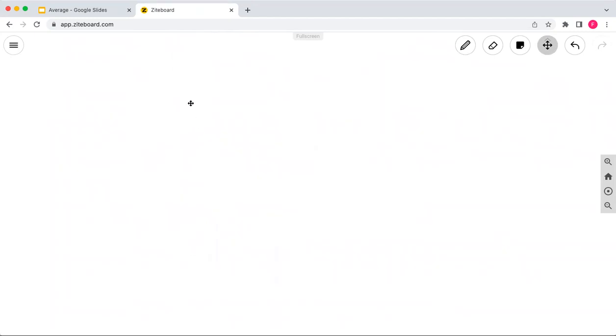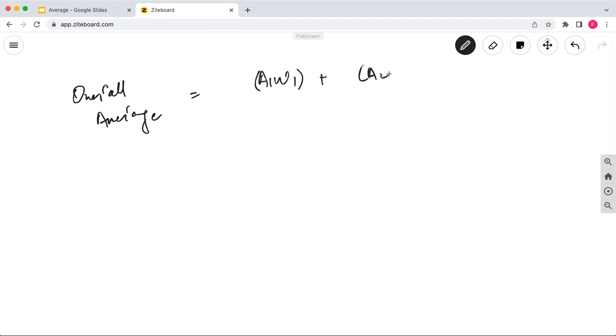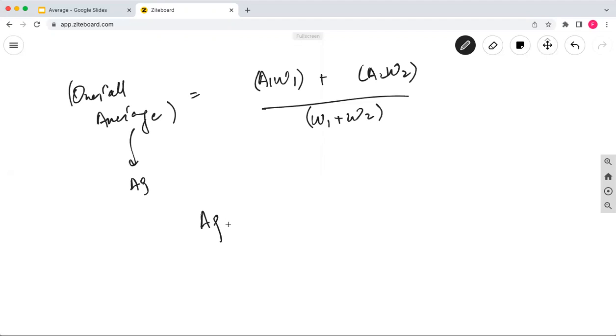Okay, we will try to play with the formula first. This is the formula: the overall average is equal to (A1 W1 plus A2 W2) divided by (W1 plus W2). And for the time being, if I call the overall average AG, then this formula is AG equals (A1 W1 plus A2 W2) divided by (W1 plus W2).